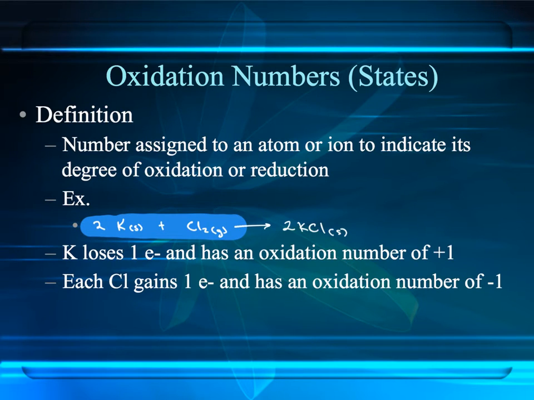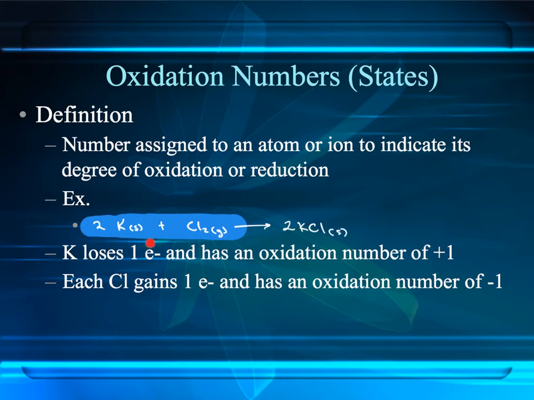Okay, and then we have something called oxidation numbers or oxidation states. And you've probably seen these on your periodic table. They are usually the numbers, a single number or a number separated by a comma, and they often indicate the kind of charge a substance will have. This is the number assigned to an atom or ion to indicate its degree of oxidation or reduction. So how much is it oxidized? Has it been oxidized or reduced?